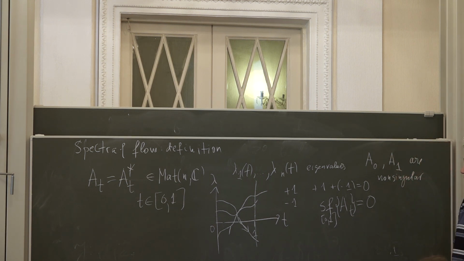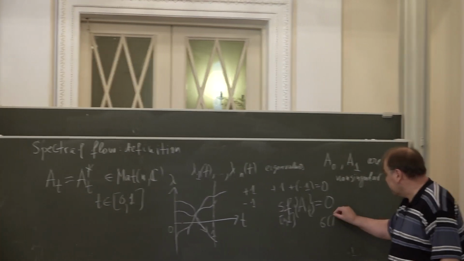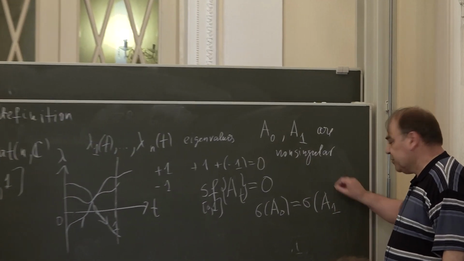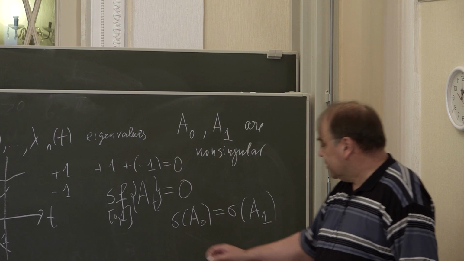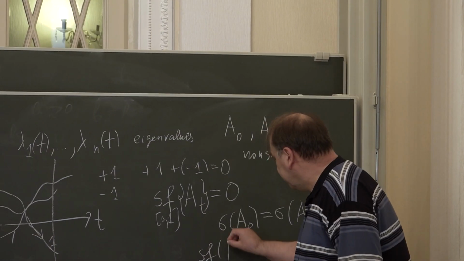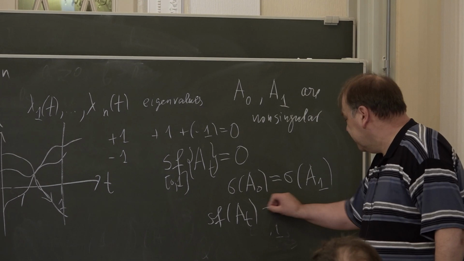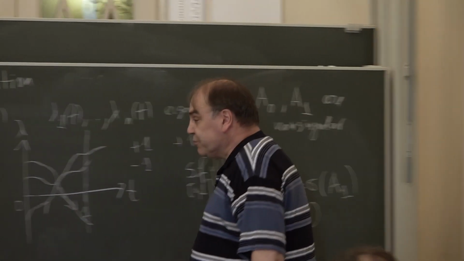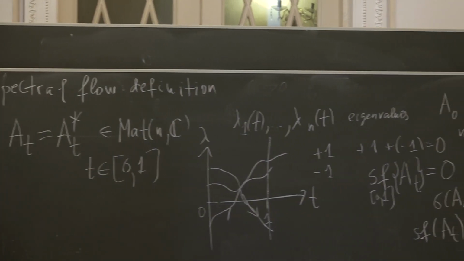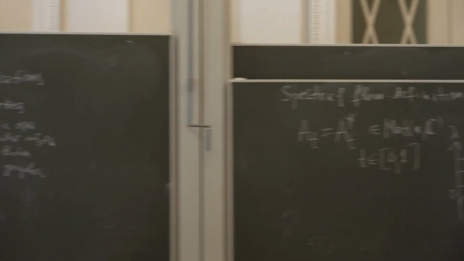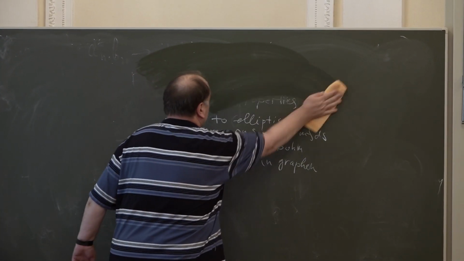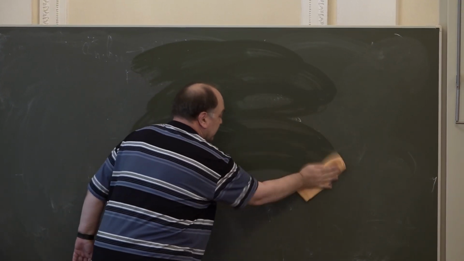Moreover, if we assume that the spectrum of A0 is the same as the spectrum of A1, counting multiplicities, then the spectral flow of A_t will be obviously equal to zero in the case of matrices. Well, this is for matrices, of course, and for matrices, for finite dimensional operators, this is not very interesting. But now let us consider operators in infinite dimensional spaces.